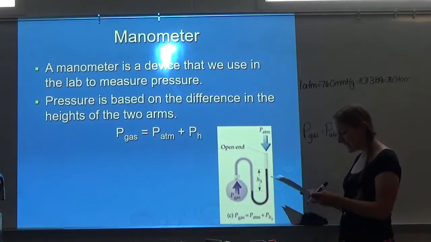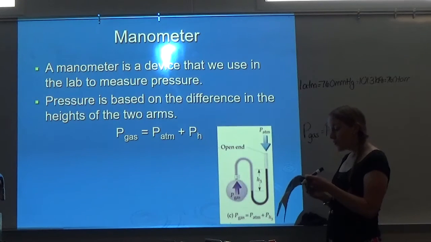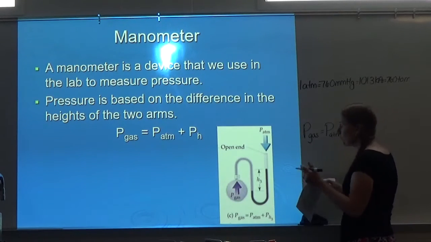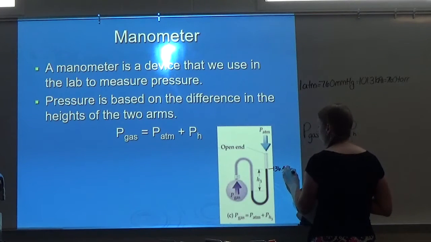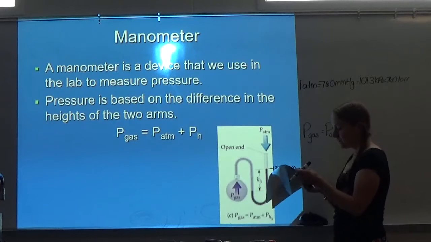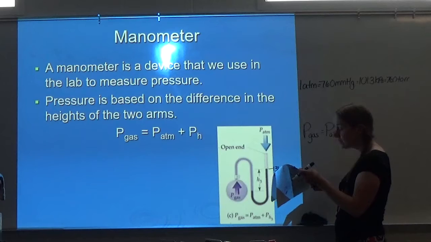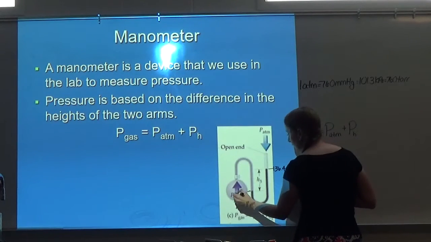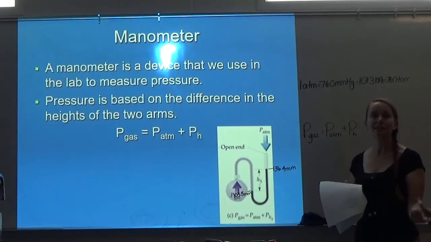Okay, so what it's saying is, the level of the mercury in the open-ended arm has a height of 136.4 millimeters. So that would be this side. So this is 136.4 millimeters. And the arm that is in contact with the gas has a height of 103.8 millimeters. So that would be this side. So this is 103.8 millimeters. So I can take the difference of that to get the height.